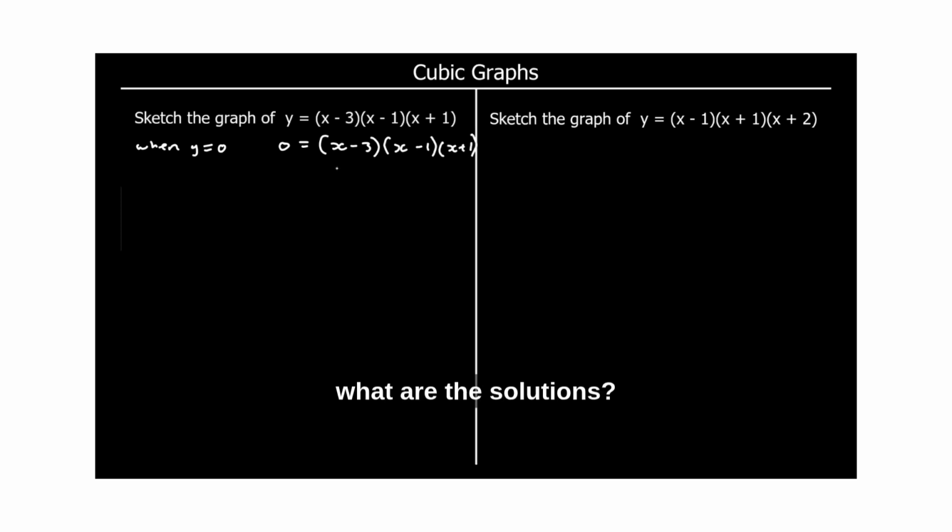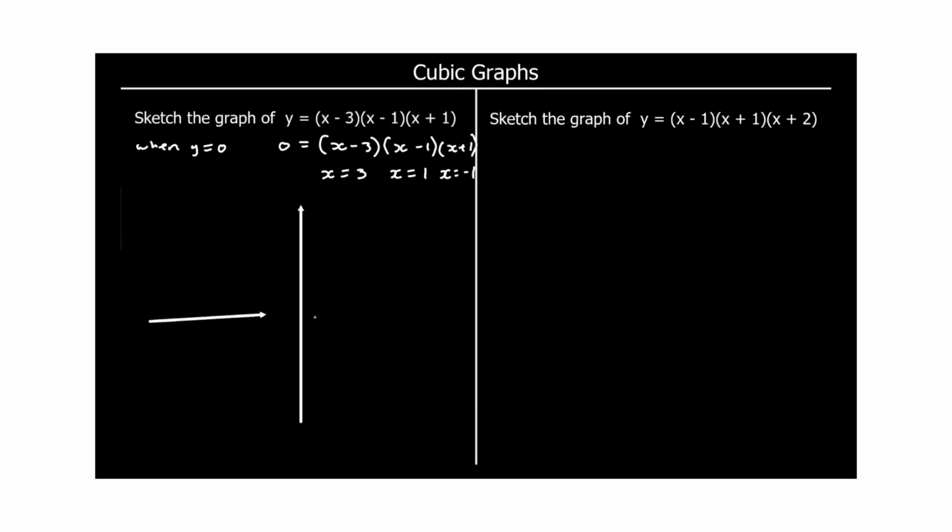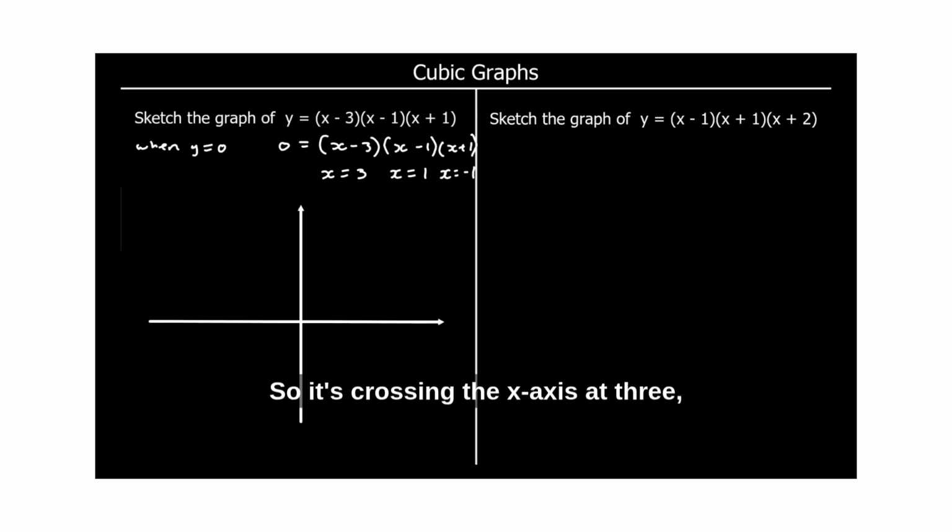So what are the solutions? Well, what makes the first bracket 0? That'll be 3. What makes the second bracket 0? 1. What makes the third bracket 0? Negative 1. So it's going to cross the x-axis at 3, 1, and negative 1. So it's crossing the x-axis at 3, at 1, and at negative 1.